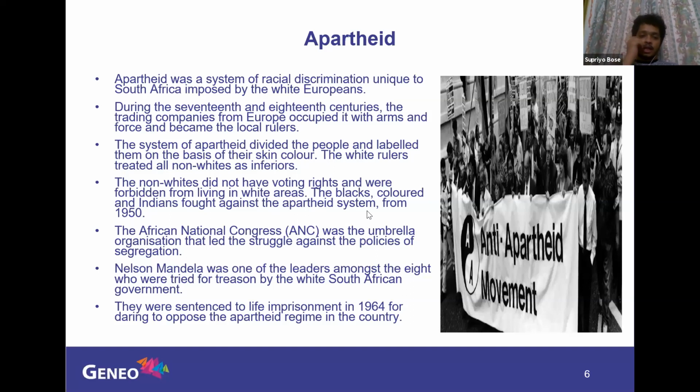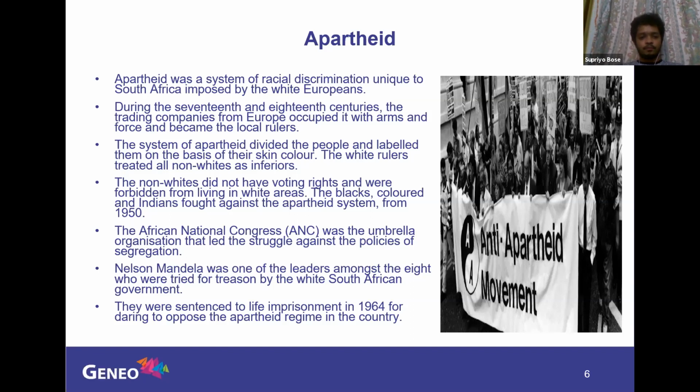The blacks, coloured and Indians fought against this apartheid system. अब क्या हुआ? एक वक्त के बाद लोग रिवोल्ट करना शुरू कर देते हैं हर जगह. They fought against this apartheid. कि हम इंसान हैं, we are also human beings. Okay, treat us like human beings. You are white people, that doesn't mean that you are going to treat us like animals. Segregation का मतलब अलग करना. ठीक है?